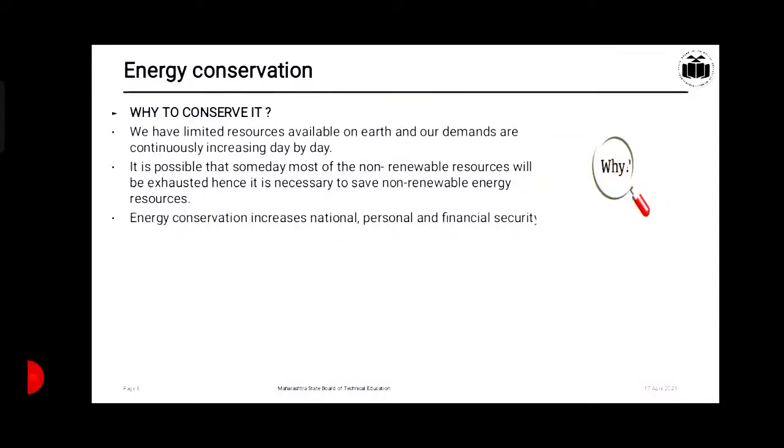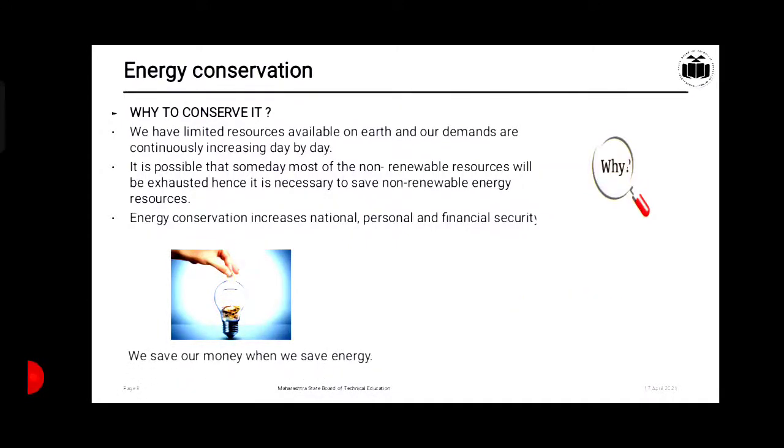It is possible that someday most of the non-renewable resources will be exhausted. Hence, it is necessary to save non-renewable energy resources, and energy conservation increases national, personal, and financial security. All these points show that energy conservation will be very important to us.